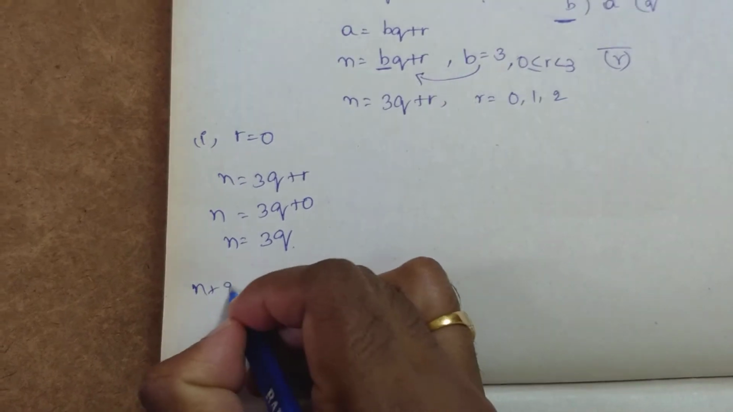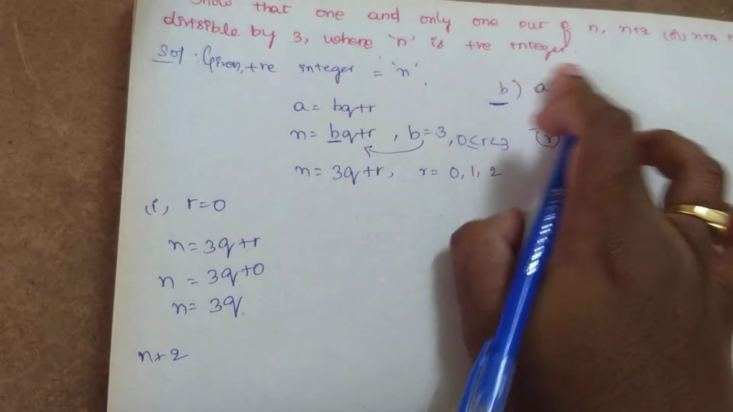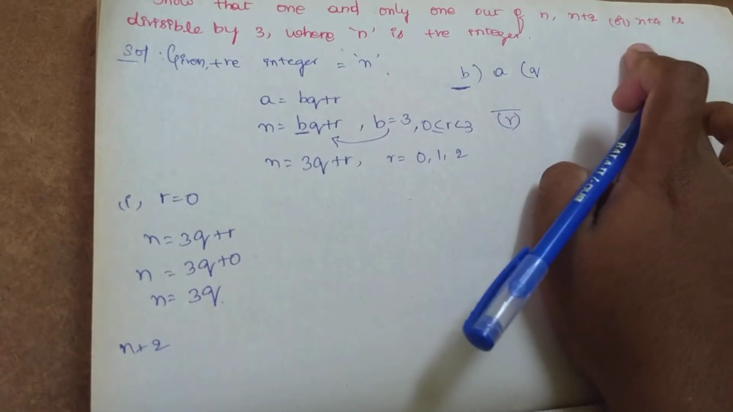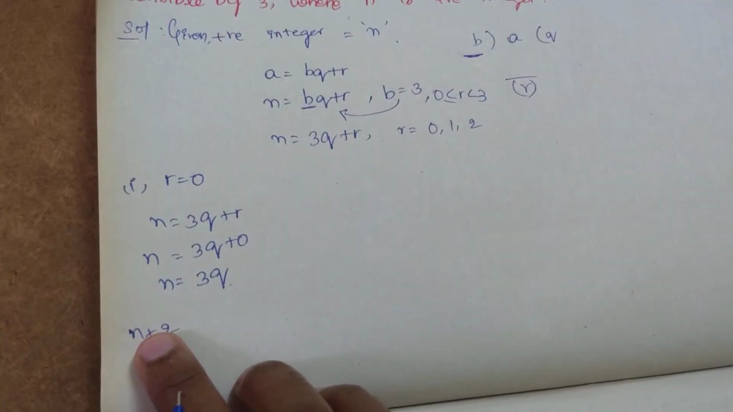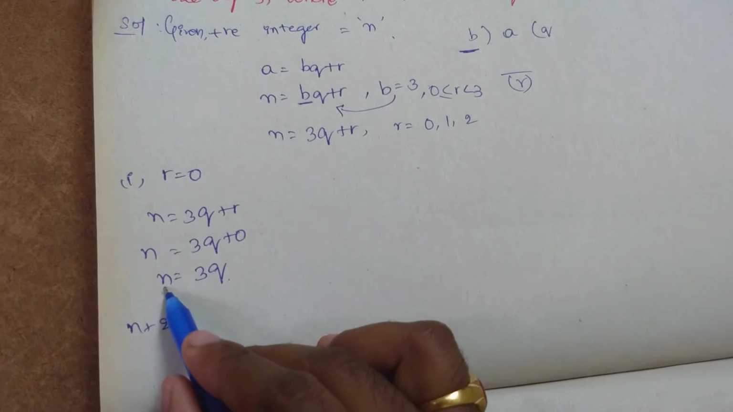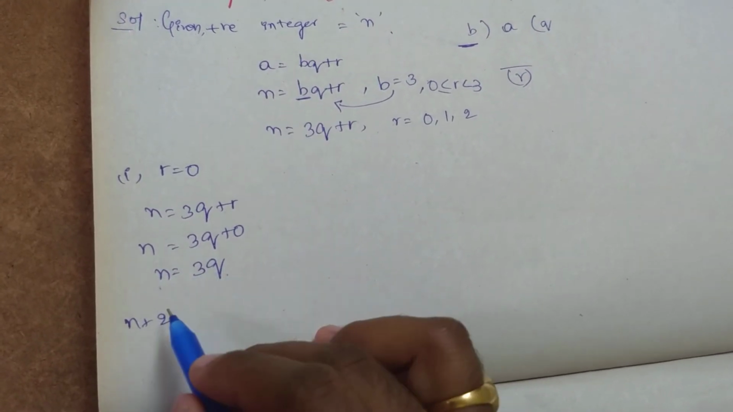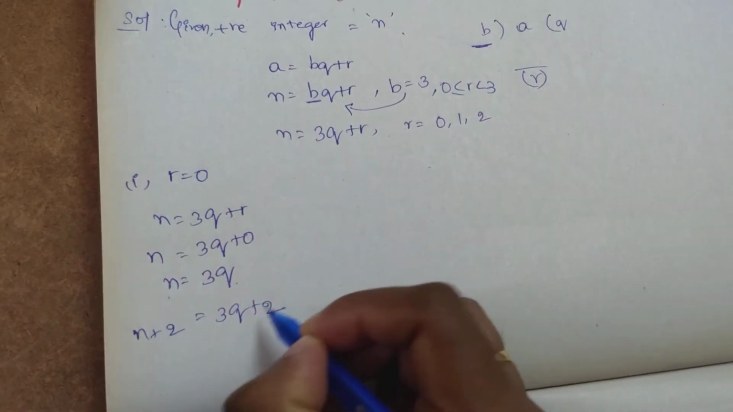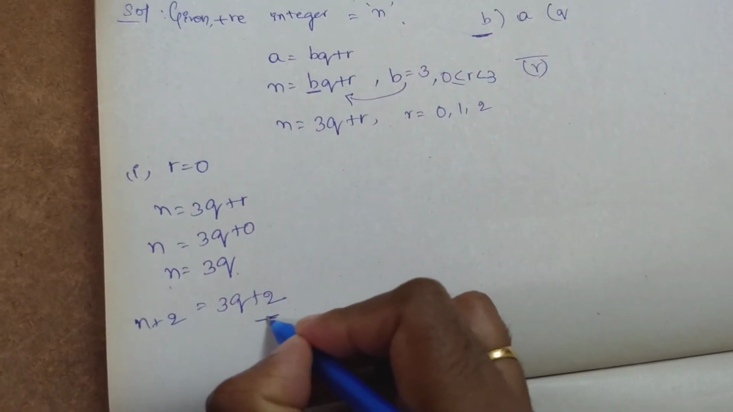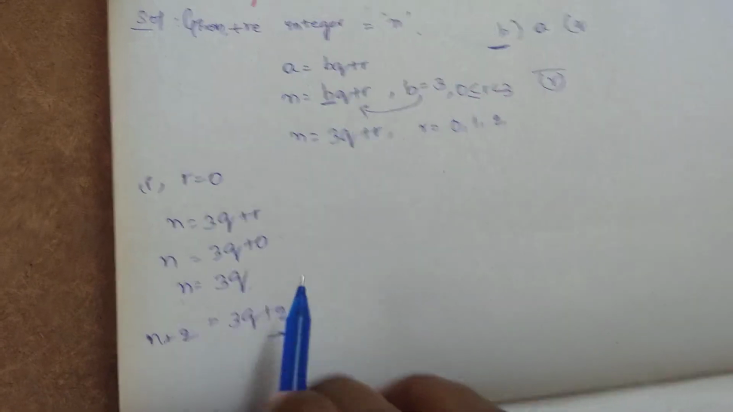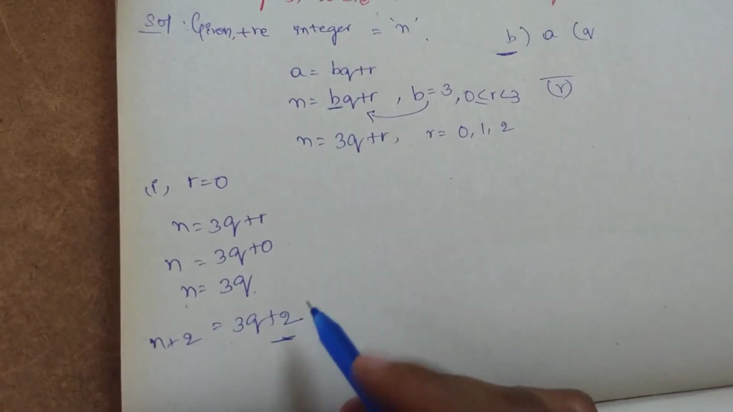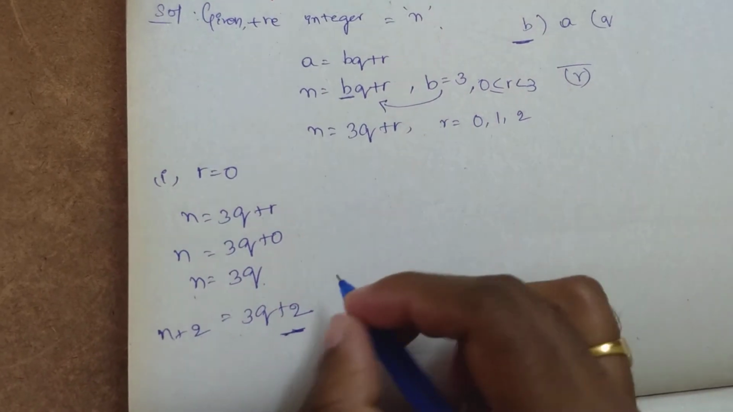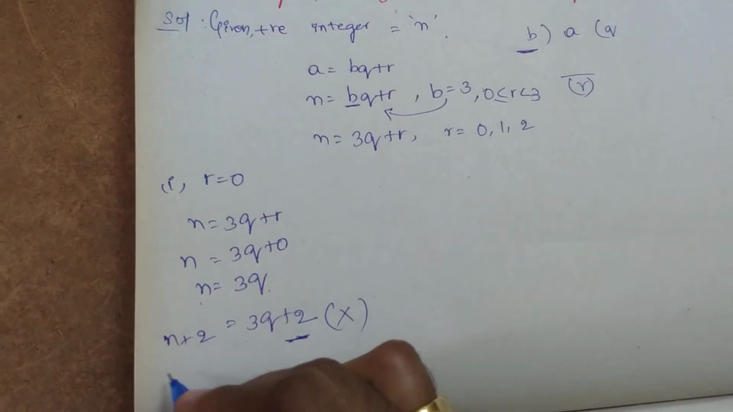And for n plus 2, we have to check the possibility, because they have asked us to check the cases of n plus 2 and n plus 4. For n plus 2, we have to add 2 on both sides, so n plus 2 equals 3q plus 2. Here the remainder is not 0. It implies that this is not divisible by 3. Hence n plus 2 is not divisible by 3.